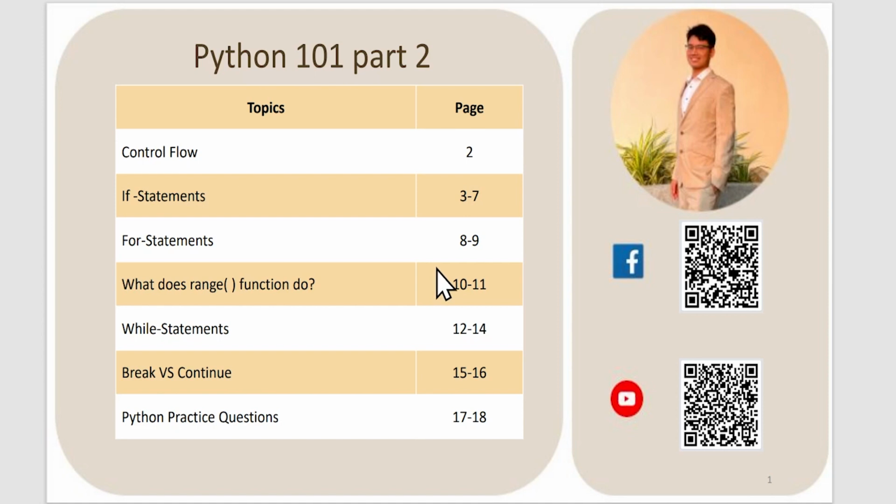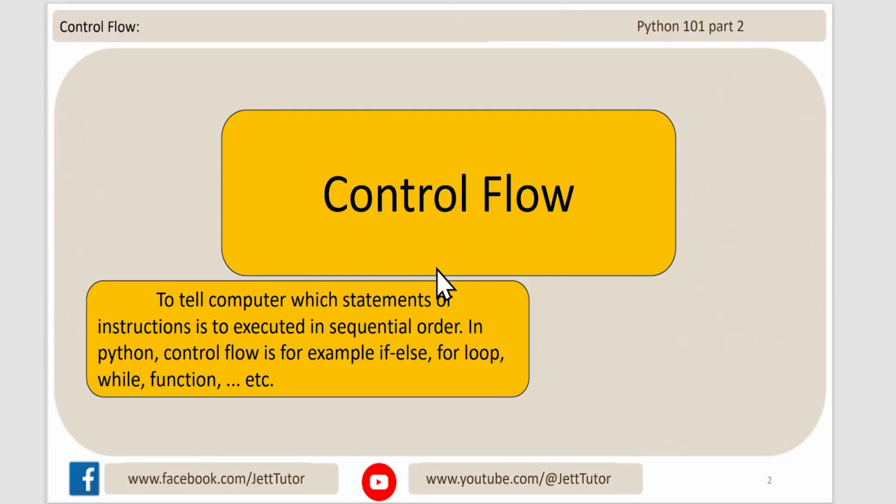Okay. First, let's go to control flow. What is control flow? Control flow is to tell the computer which statements or instructions are to be executed in sequential order. In Python, control flow is, for example, if else, for loop, while, and function, and etc.